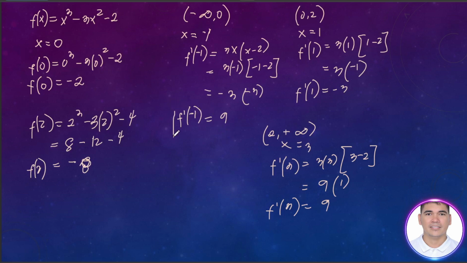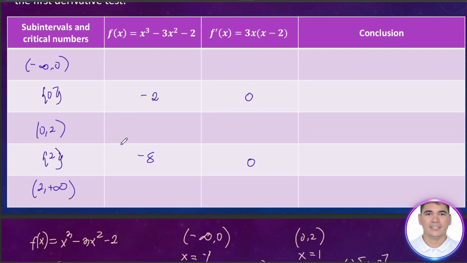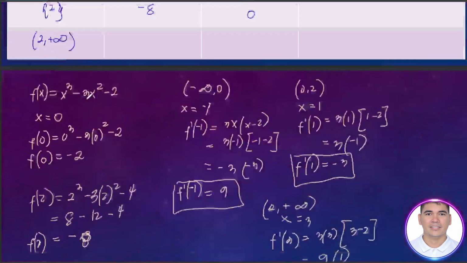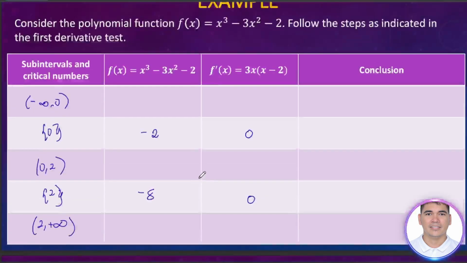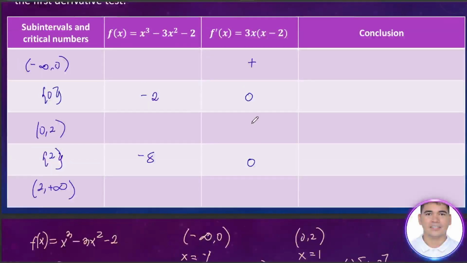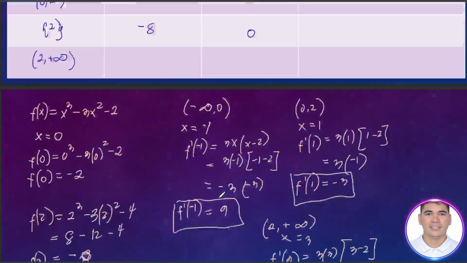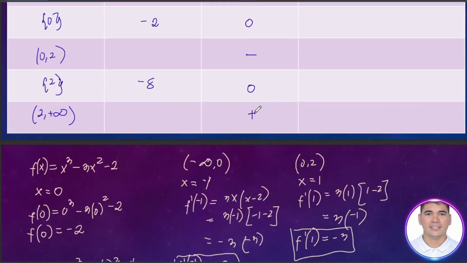Okay. Here, we have positive 9. Here, we have negative 3. And then here, we have positive 9. According to the step, we just take the sign. So, in the open interval negative infinity and 0, the answer is positive 9. So, we have positive here. For the open interval 0 and 2, the answer is negative 3. So, we have negative. And then here, we have positive 9. So, the answer is positive.